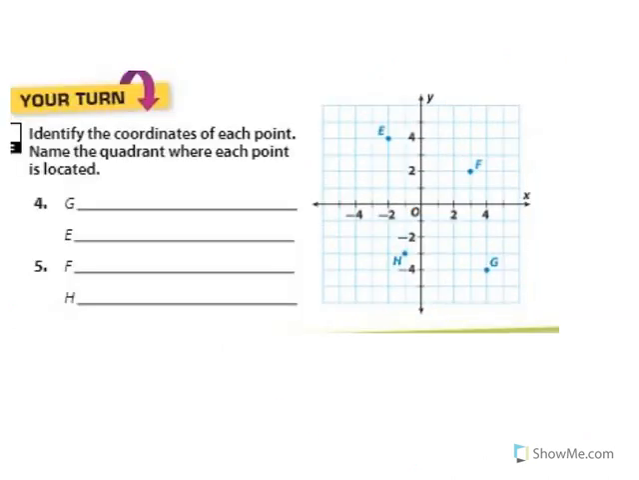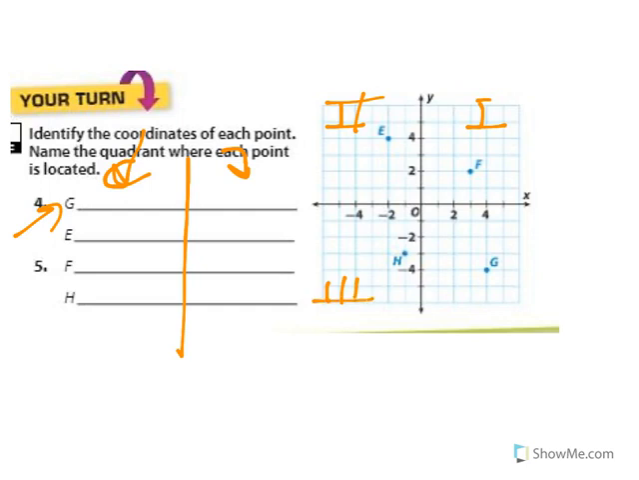Alright, let's go on. Alright, identify the coordinates of each point. Name the quadrant where each point is located. Alright, so I'll give you guys a moment to do this, and then you can check your work. So let's start with G. Alright, so there's two parts to it, right? Let's name the coordinates first. So this is going to go here, and then the quadrant is going to go here. Remember, the quadrants are 1, 2, 3, and 4. Alright, so start with G. Here you are. Give you guys a moment to do that.